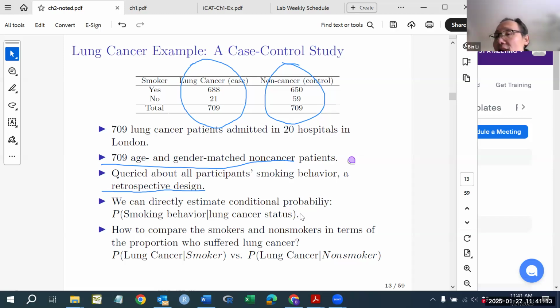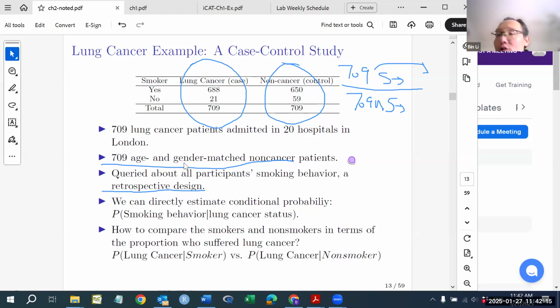What about a prospective study? For the prospective study, let's say we have 709 smokers and 709, let's say, non-smokers. Okay, and then we just follow them, maybe for 20 years. Of course, some of the patients may pass away, but we will just record whether they have lung cancer or not. Okay, and then we will do this analysis. So this is prospective because we look into the future to see whether they will have lung cancer or not. But we know their smoking status. Okay, so that will be a prospective study.